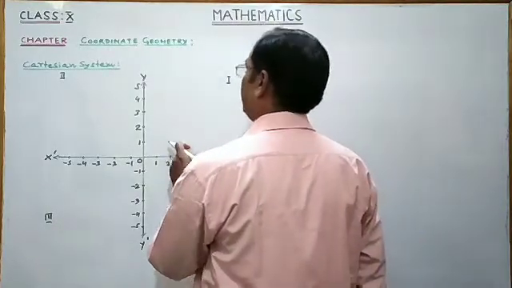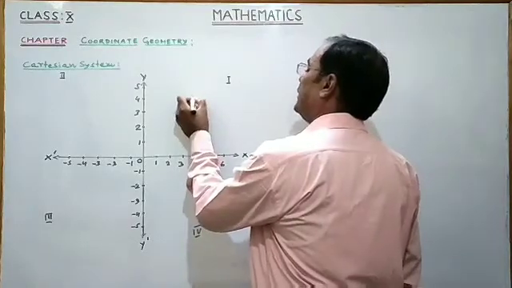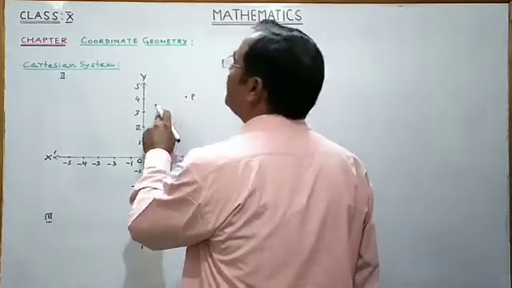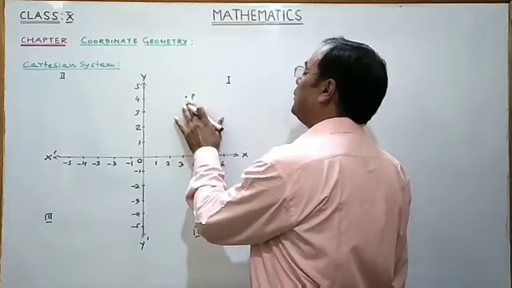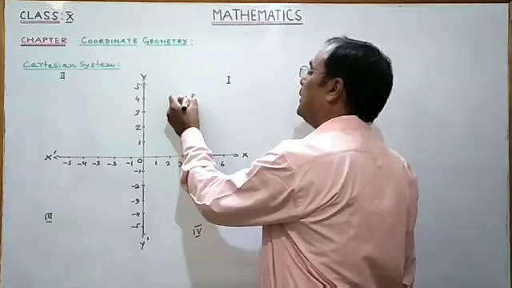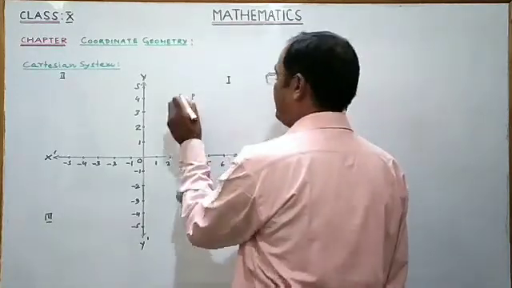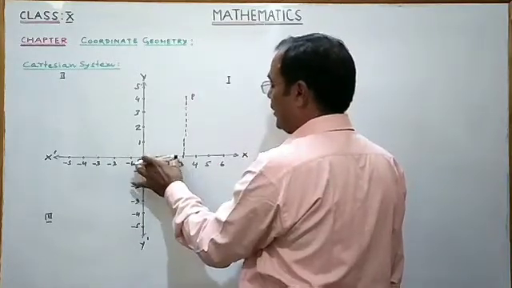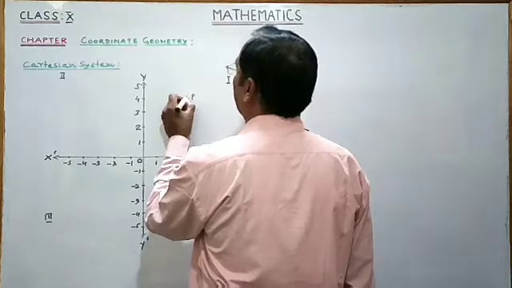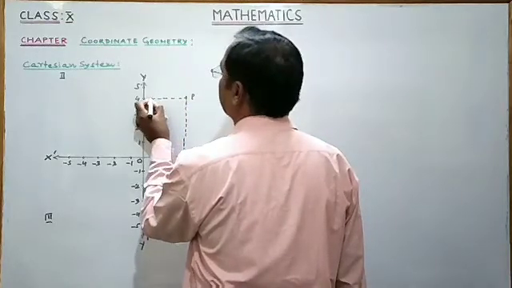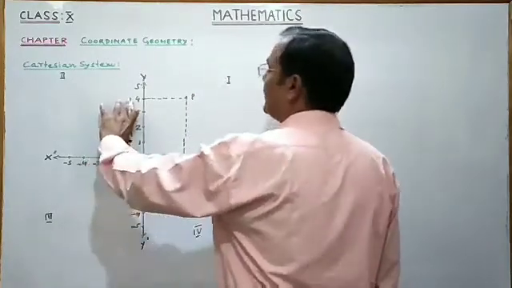Now let there be a point P here in this Cartesian coordinate system, and we have to describe the location of this point P. To describe the position of this point P, first we draw a perpendicular from this point on the x-axis and find the distance of this point P on the x-axis, which is 3 units, and we draw a perpendicular from this point on the y-axis like this, and measure the distance of this point P on the y-axis, which is 4 units.